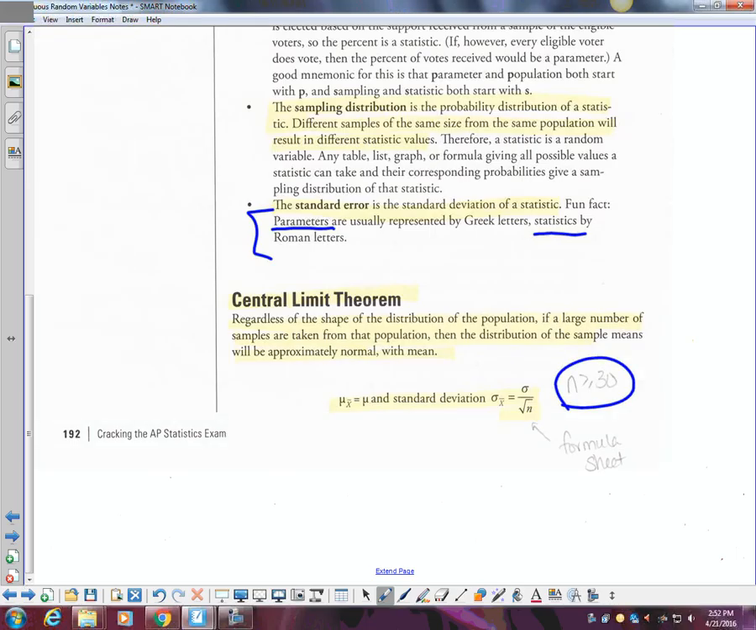Okay, then, do you remember you've got mu sub x bar? If you have information about a whole bunch of means and you write mu sub x, you will lose points. If it's a bunch of means, you have to put mu sub x bar. This is one sample, the mean of one sample. This is the mean of the means of a bunch of samples.